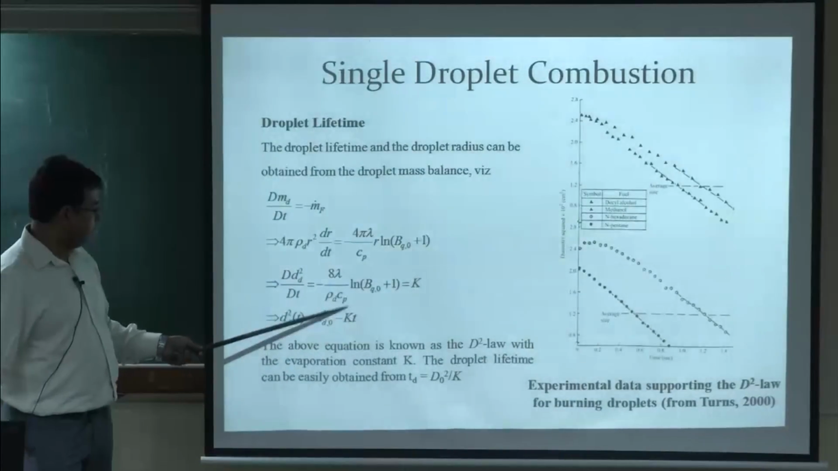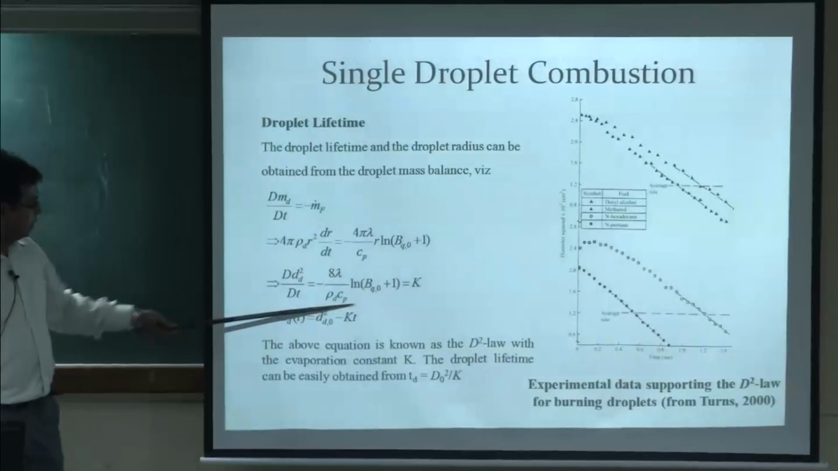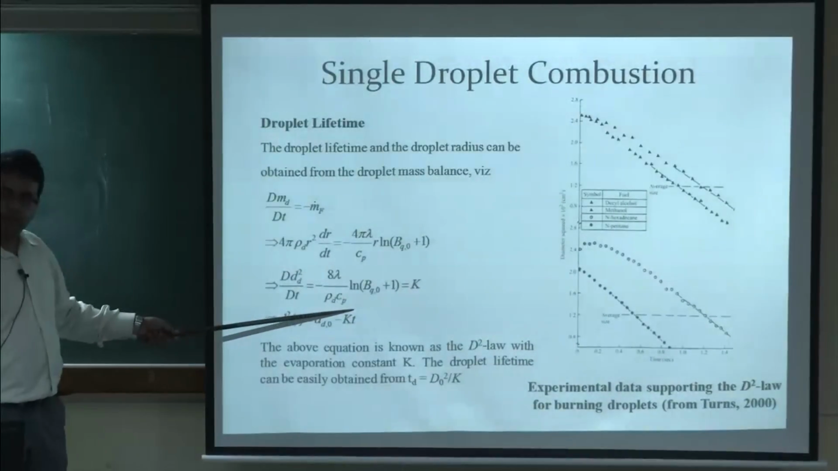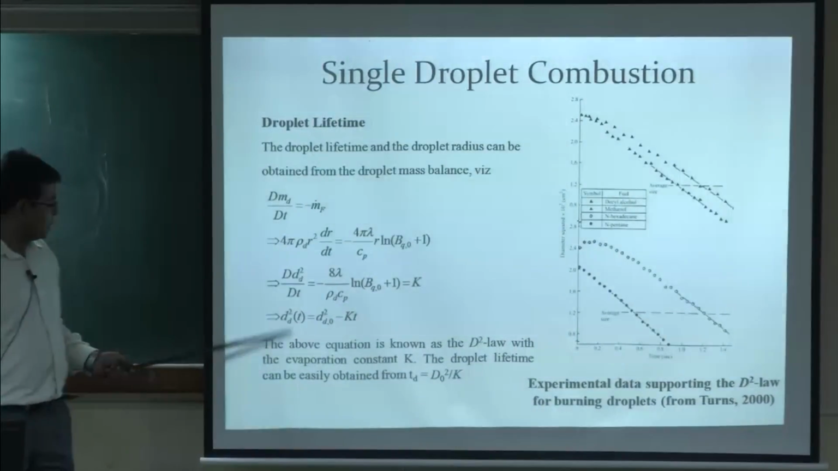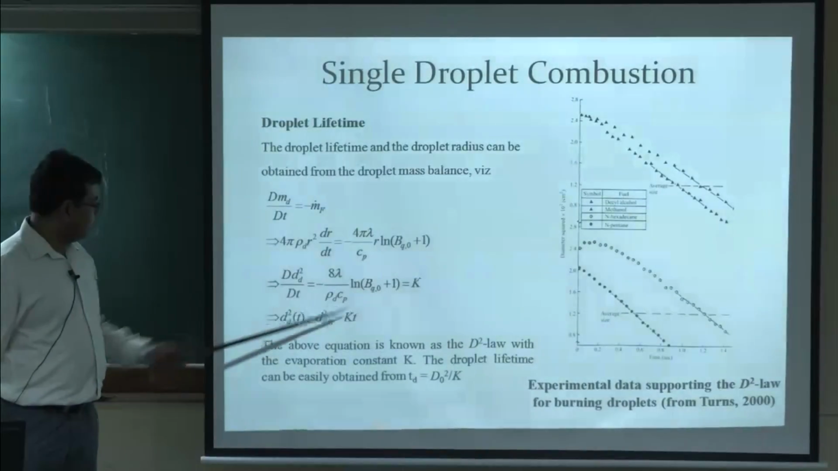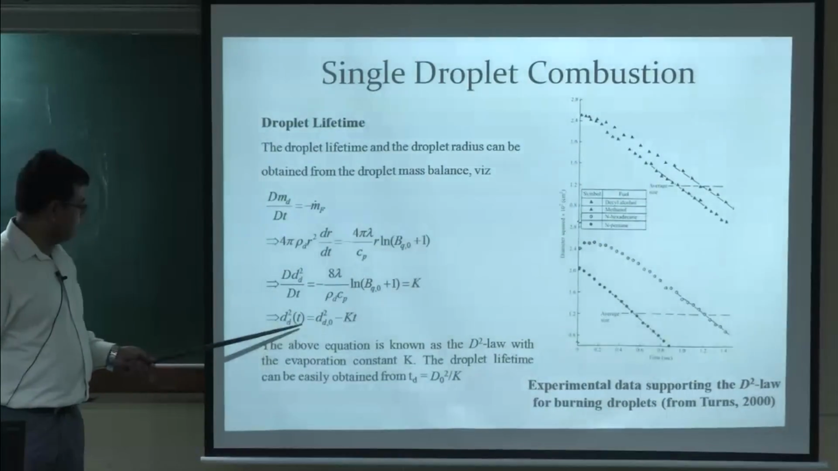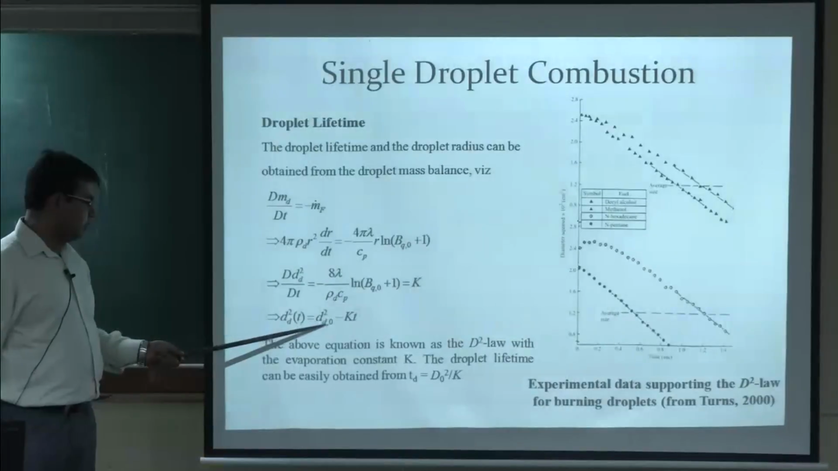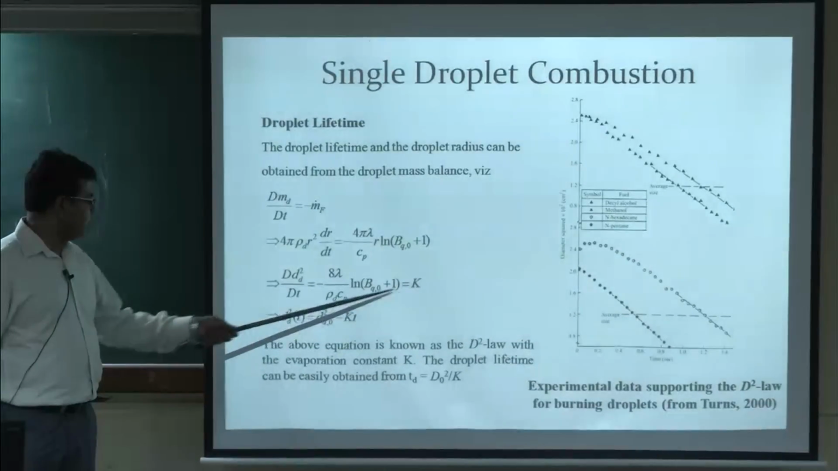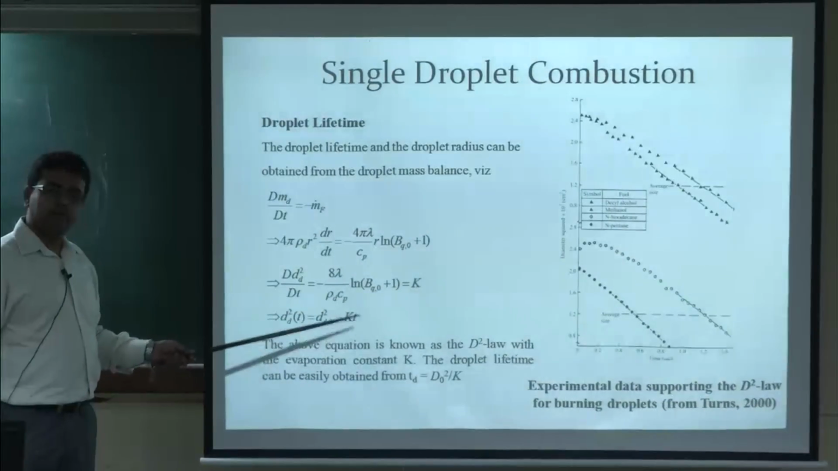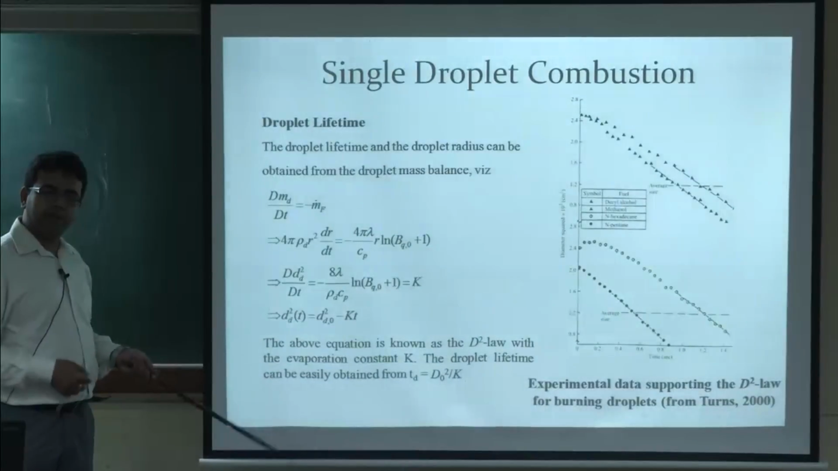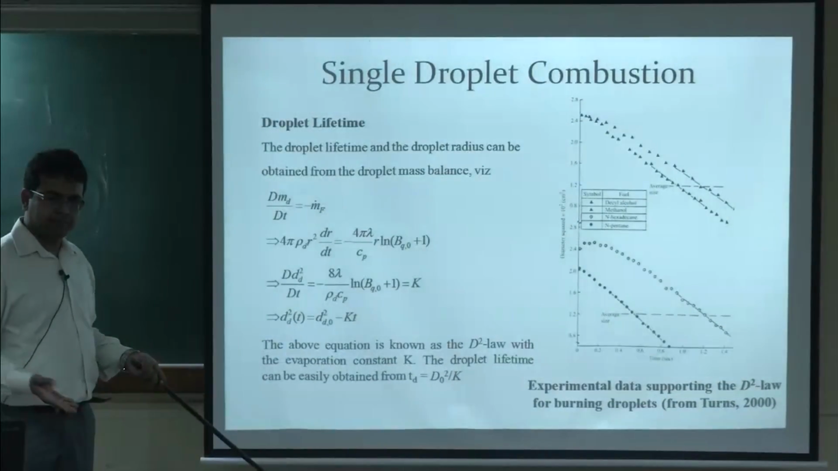So then this k is basically a constant, which is nothing but this term. It is a function of the Spalding number. If you know this constant, then you can calculate different things. Suppose you know the initial droplet diameter and you know this constant k, so you can calculate what will be the droplet diameter at some time interval.